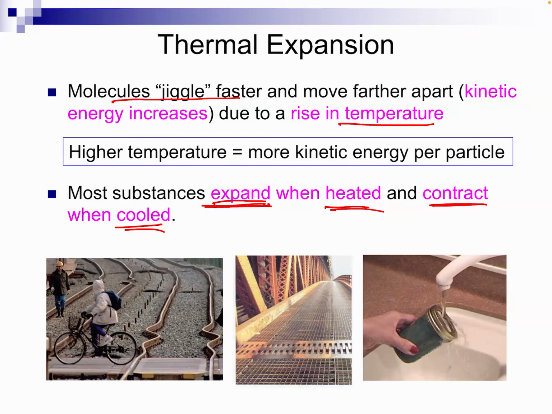Okay. This is a picture of a railroad track in Adelaide, which expanded dramatically during a heat wave, and there's no room for the metal to expand, and so it got deformed like this.